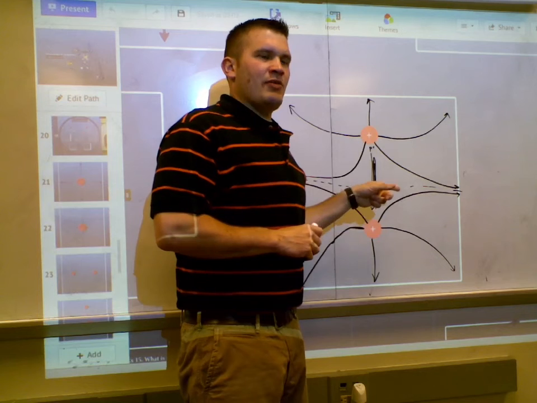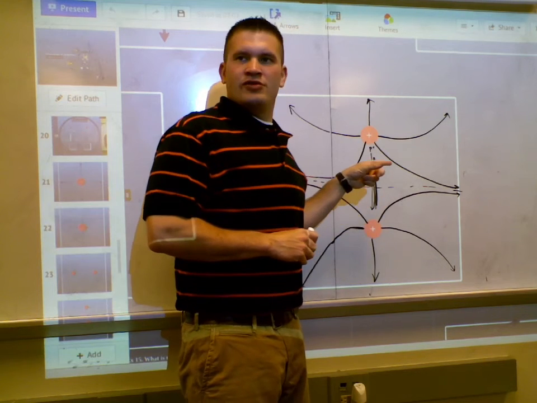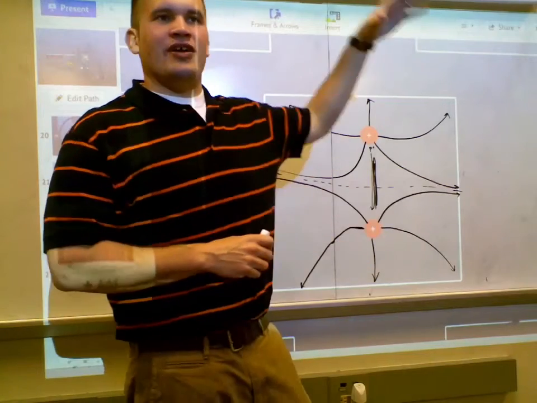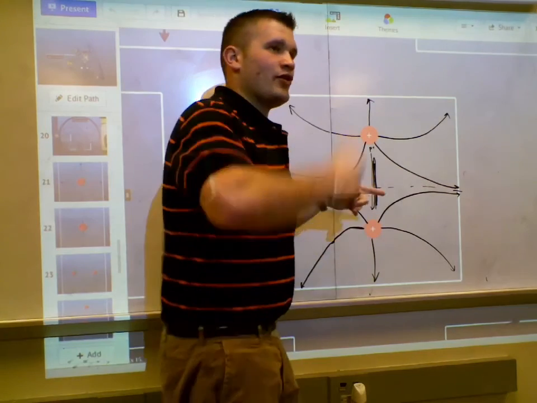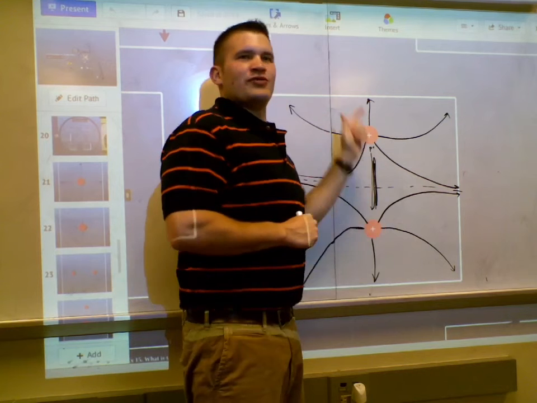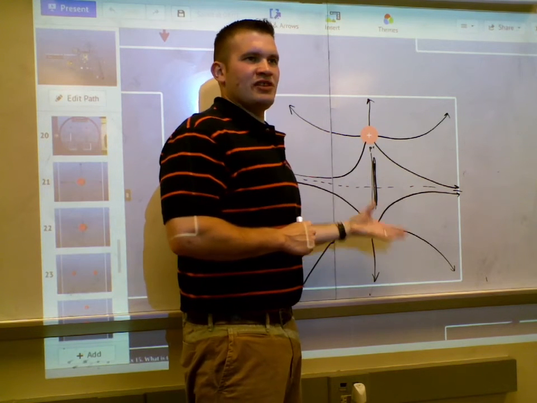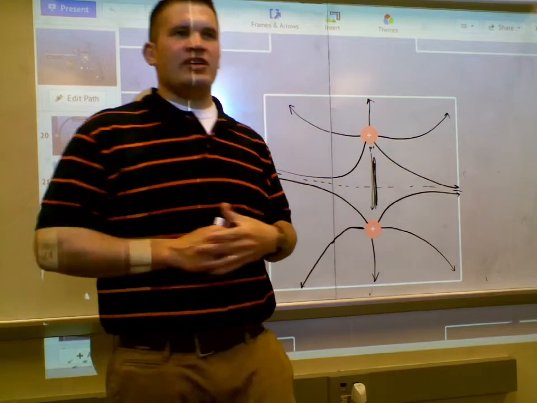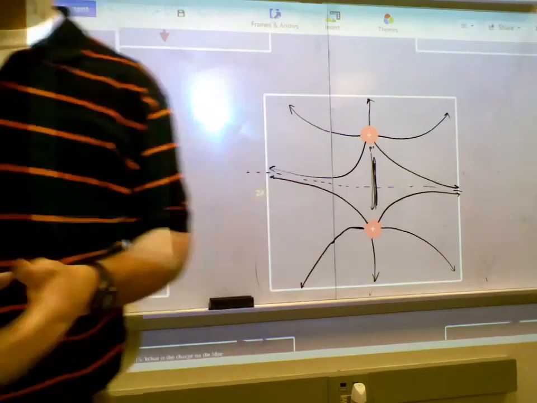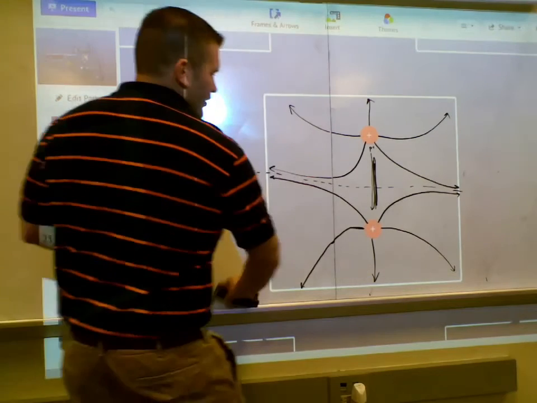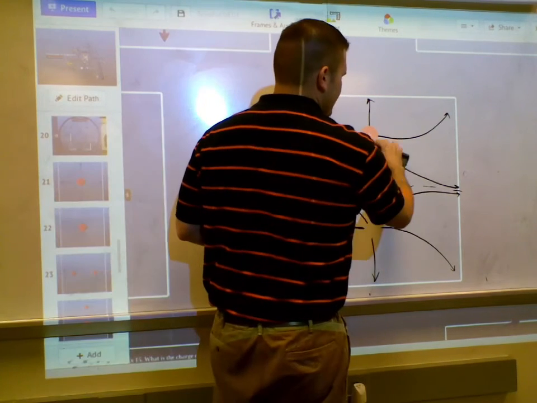Have you ever seen someone bungee jump before? Yes. They fall down, they get pulled back up, they fall down, they get pulled back up. Unless they break their leg. Hopefully they don't. This proton's kind of going through that same bungee jump, except it's using electric fields instead of gravitational fields. Does that make sense? Yes. So we typically don't draw that line for that reason.